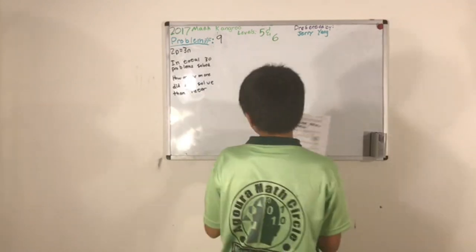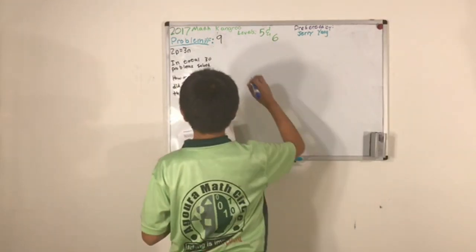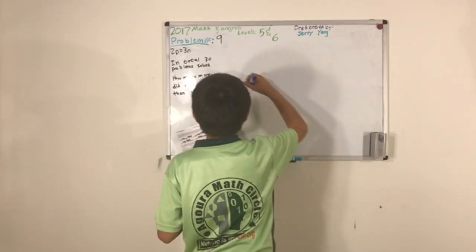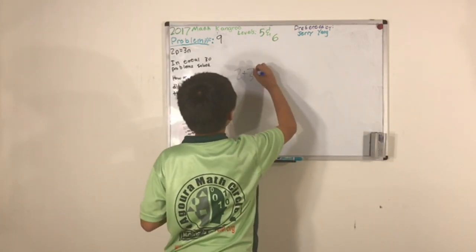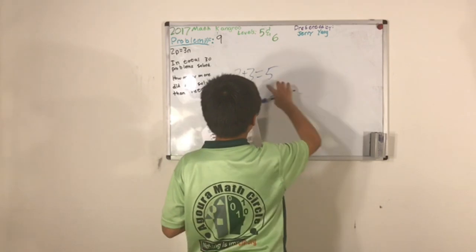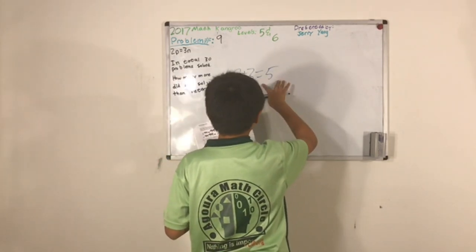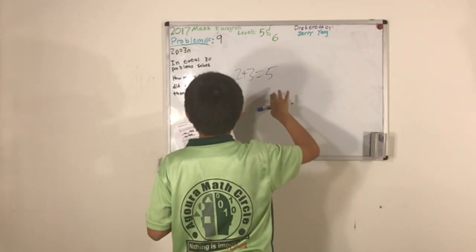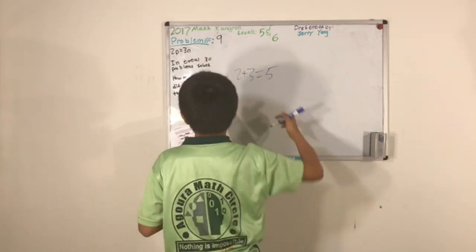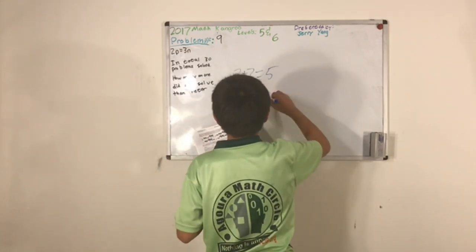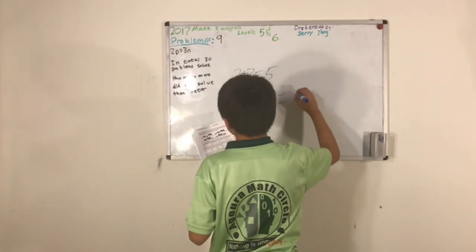So we know that in the time that it takes Peter to do 2, Nick does 3. So if we add 2 plus 3, that equals 5, we get the amount of problems they solve in that certain amount of time. So then we just do 30 divided by 5, and then we get 6.